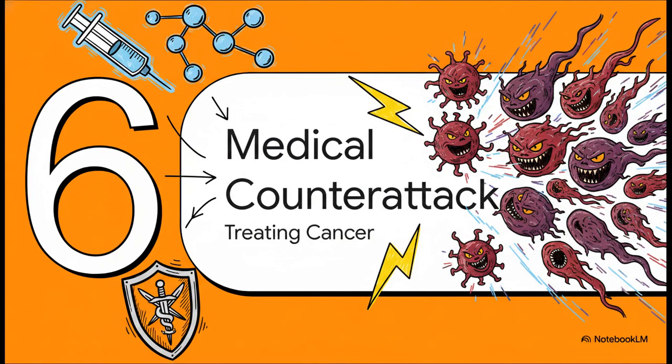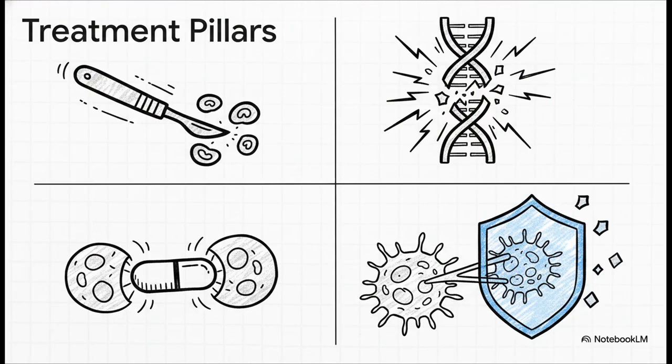And finally, Section 6, the medical counterattack. So how does modern medicine actually strike back against such a resilient, hijacked system? We attack its fundamental biochemistry using 4 main pillars. First, we physically cut the localized mass out with surgery. Second, we burn its DNA with radiotherapy.